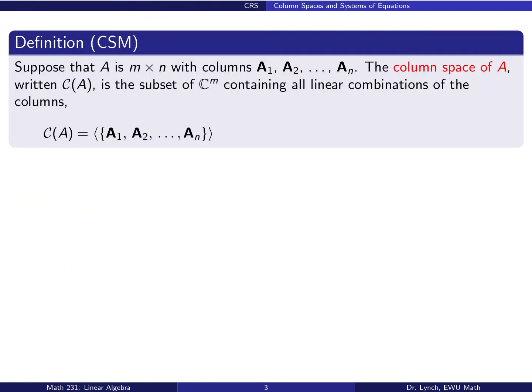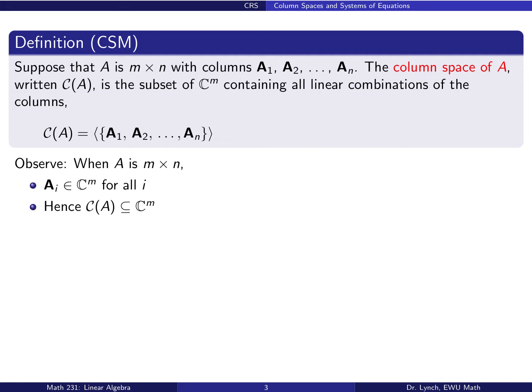Okay, so here's the definition. If A is an m by n matrix, here our columns will be denoted A1, A2 out to An. Then the column space of A is all linear combinations of the columns of A. So we can think about it as a span of a set of vectors containing A1, A2 out to An. A couple quick observations here.